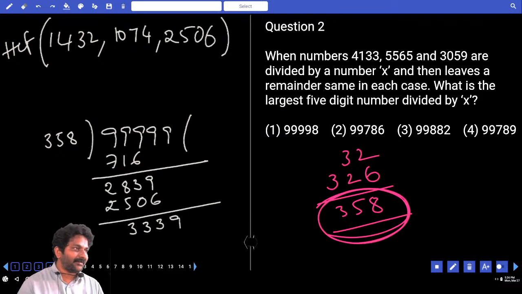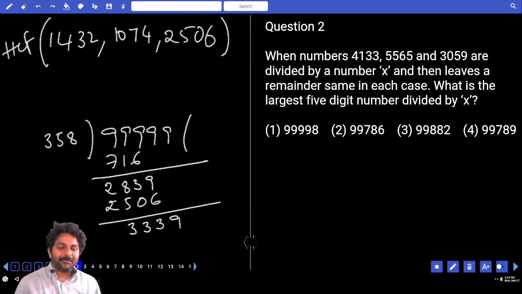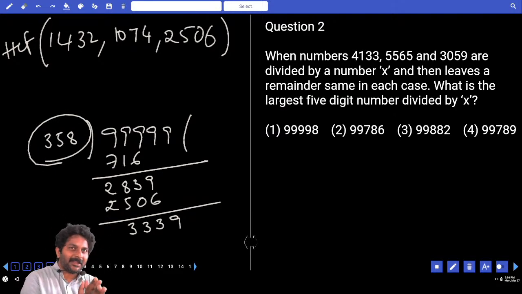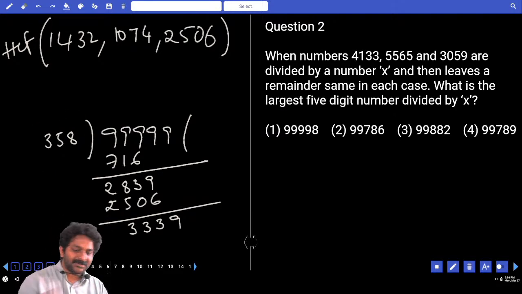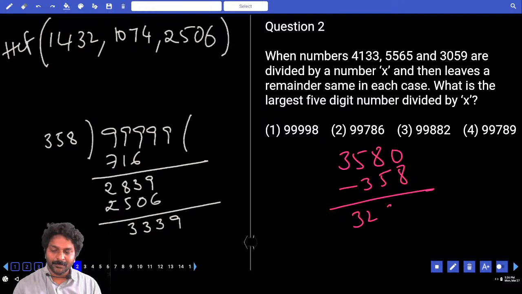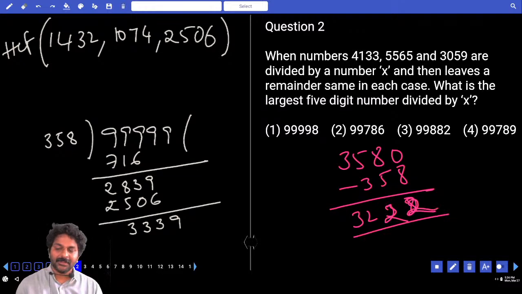Now I need to verify. Let me take 10 times of this number, that is 3580, but our number is less than that, though very close to it. Can I take 9 times? Take 9 times: 10 times minus 1 time. 3580 minus 358 is 3222. Yes.